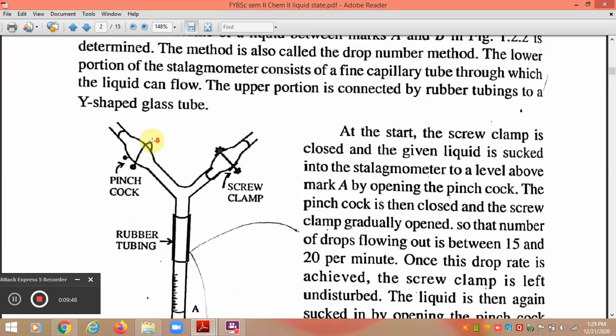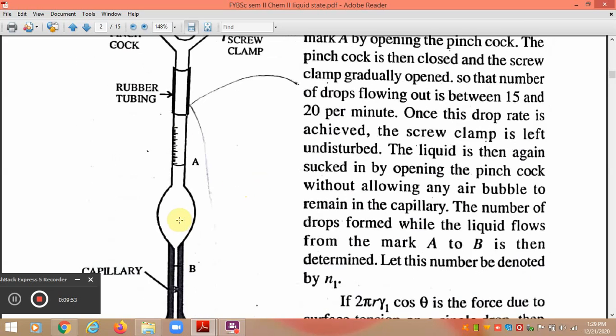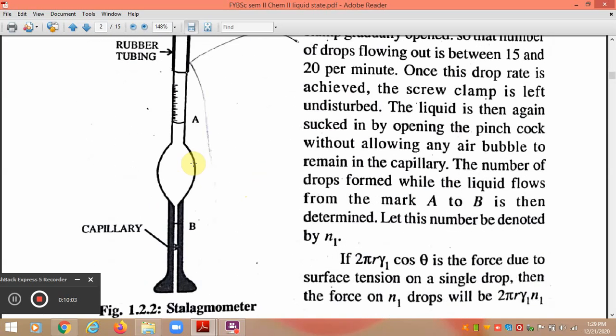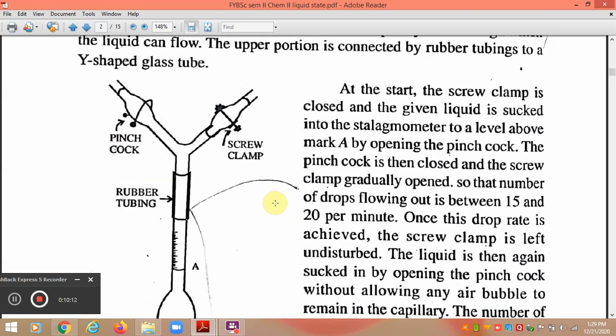The diagram indicates the stalagmometer. The lower portion of this stalagmometer has two marks, A and B, and there is a fine capillary, and the upper portion is connected by rubber tubing to a Y-shaped glass tube. There are two parts here, one is the pinch cock and the other is the screw clamp. The screw clamp is used to adjust the flow of liquid, and the pinch cock is used to suck the solution inside the stalagmometer.